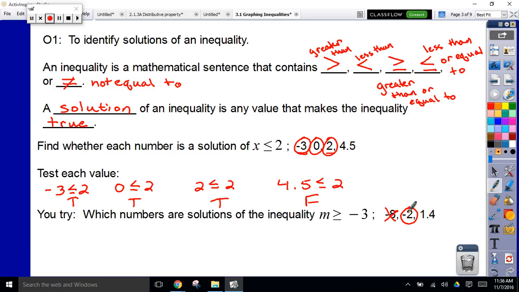Emma, are you available back there? How about 1? Would that make it true? Yep. I'm sorry, actually that says 1.4. Would 1.4 also make it true? Yes. So 1.4 would make that true.